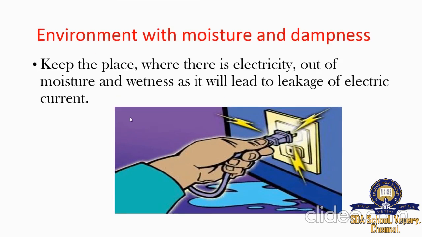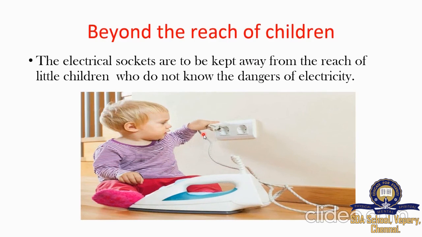The next danger would be an environment with moisture and dampness. Keep the place where there is electricity free of moisture and wetness, as it will lead to leakage of electric current. And next would be keeping things beyond the reach of children. The electrical sockets are to be kept away from the reach of little children who do not know the dangers of electricity. So these are the safety measures to be taken when you use electric current.